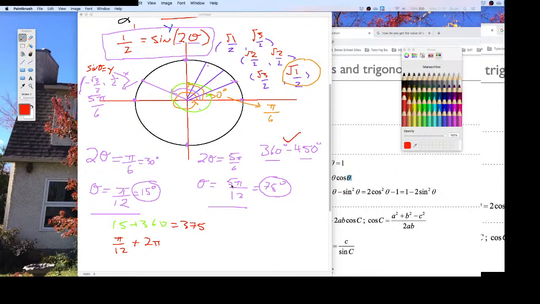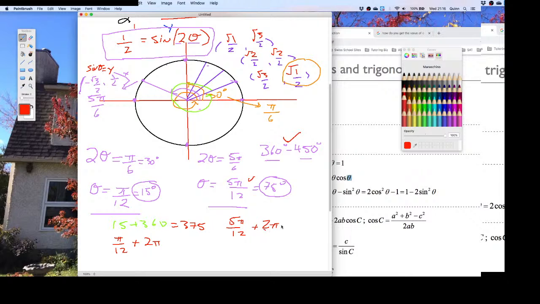So we could also do that with this 75 degrees. We could go 5 pi over 12 plus 2 pi, meaning 75 plus 360 degrees. And that would give us what value here?